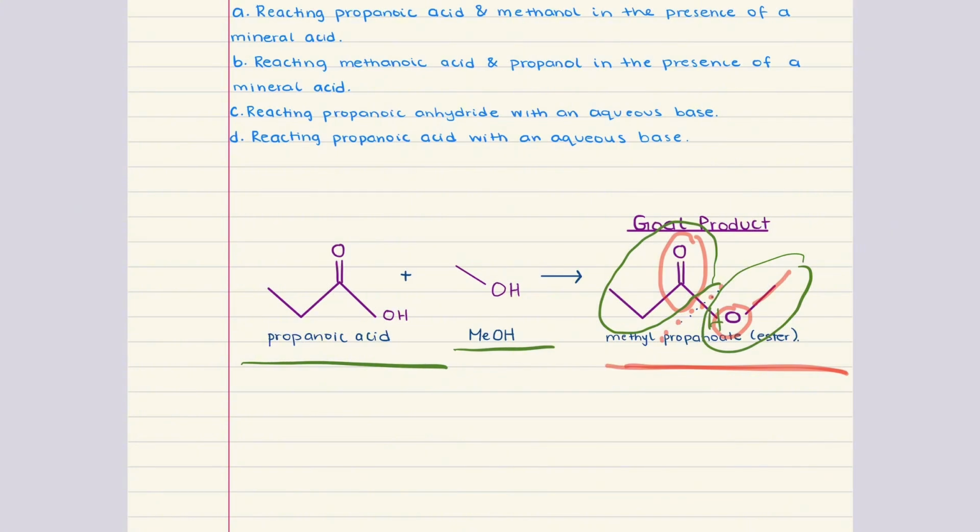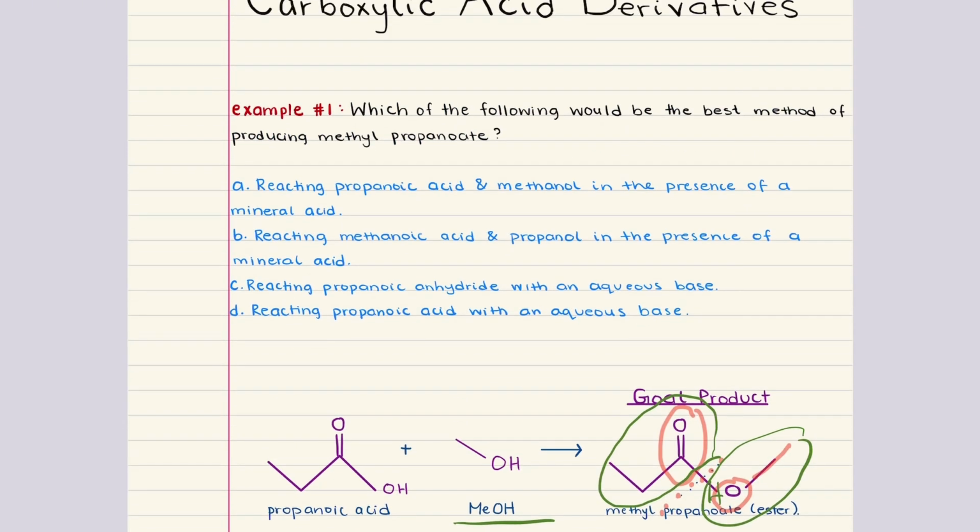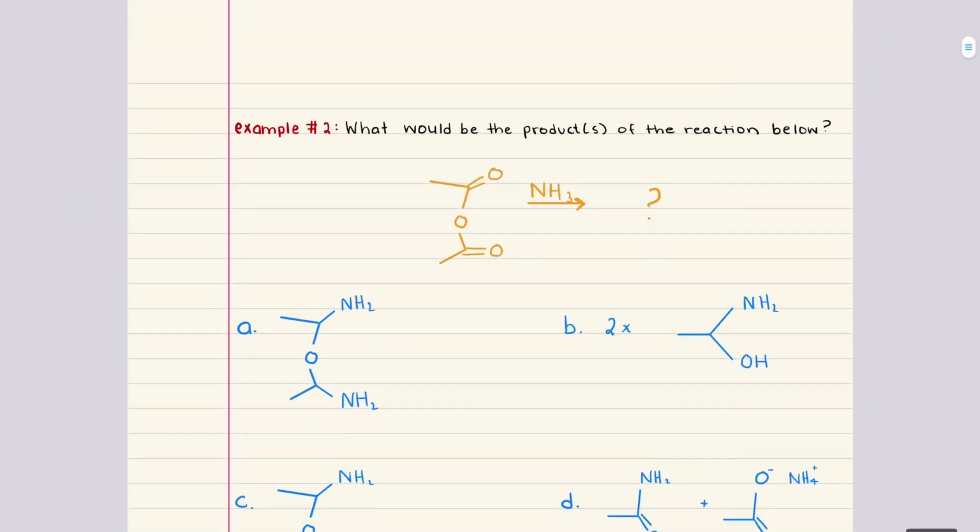So after making this cut, we can see that the carbonyl side becomes propanoic acid and the oxygen side becomes methanol. So to generate methylpropanoate, we need to react propanoic acid with methanol in the presence of an acid catalyst. Now, looking at the answer choices, answer choice A describes exactly this, reacting propanoic acid and methanol in the presence of a mineral acid. Let's move on to problem 2.